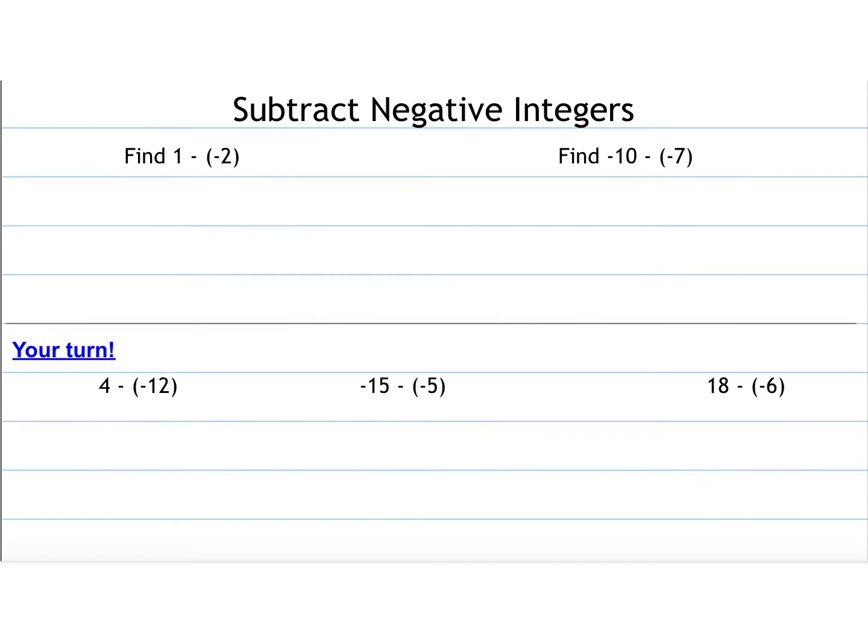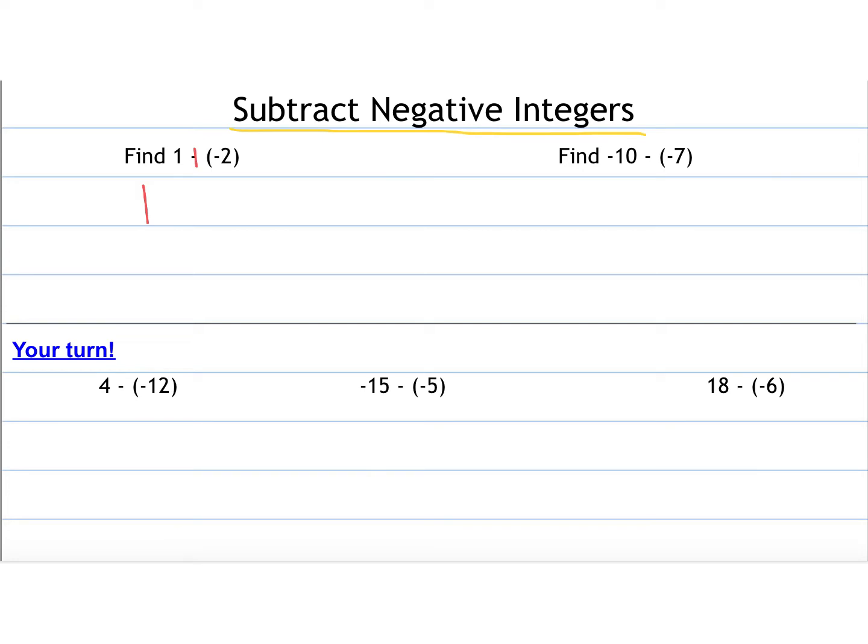Next subheading to add is subtracting a negative integer. So when the second number is negative, what do we do? We're going to follow those same steps that we were doing on the last problems. So we're going to keep the first number the same. So 1 minus a negative 2. Keep it as a positive 1.